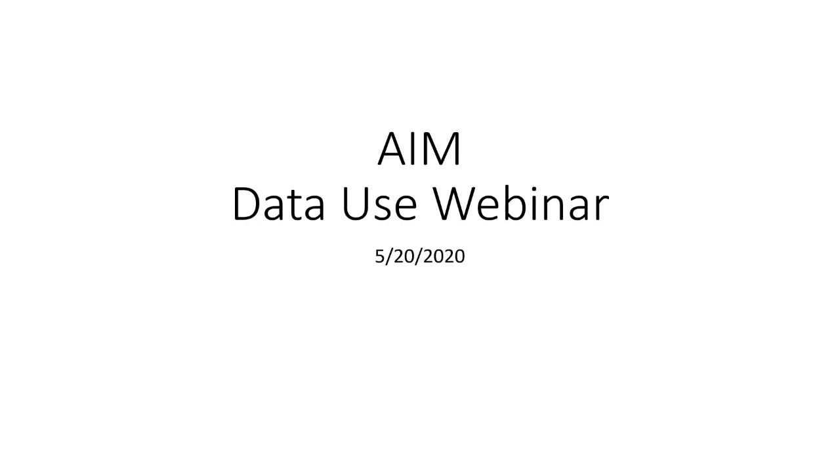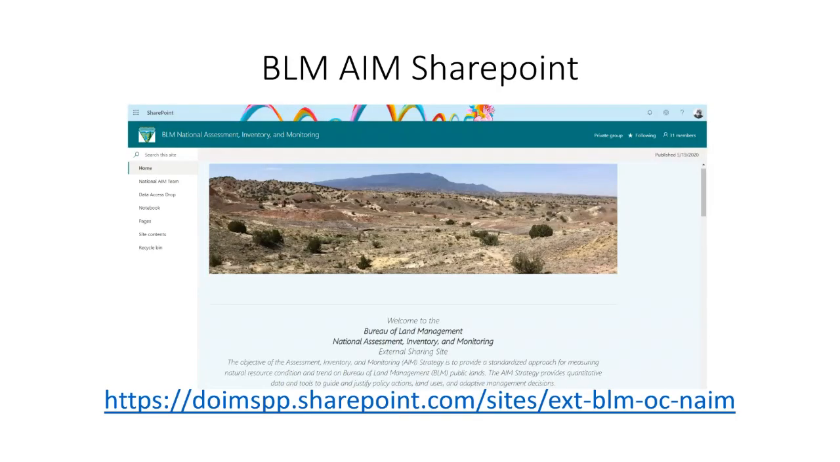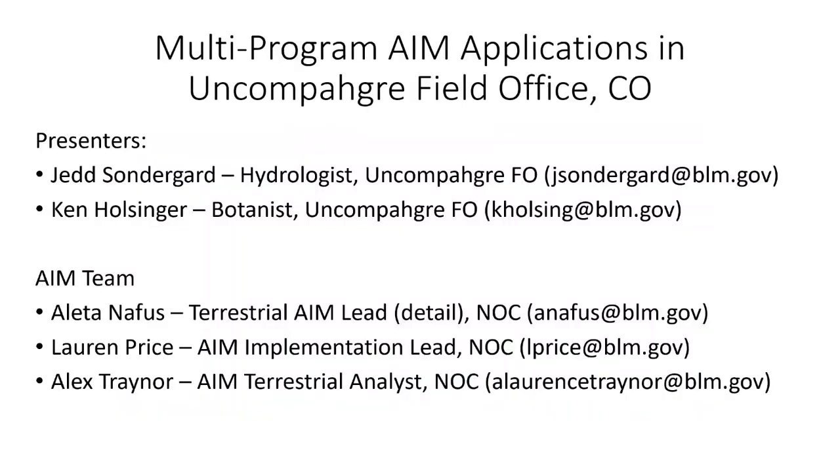In the course of this series, we will have people sharing examples of how they are using AIM at the various scales, including the project level, the field office level, the state office level, and even at the national reporting level. So today we're really excited to present the multi-program AIM applications in the Uncompahgre field office in Colorado.